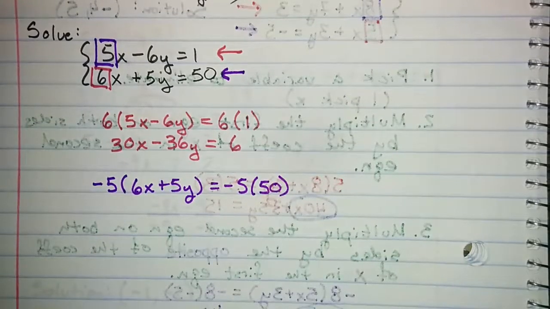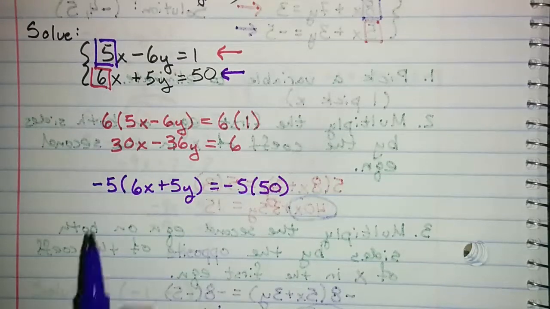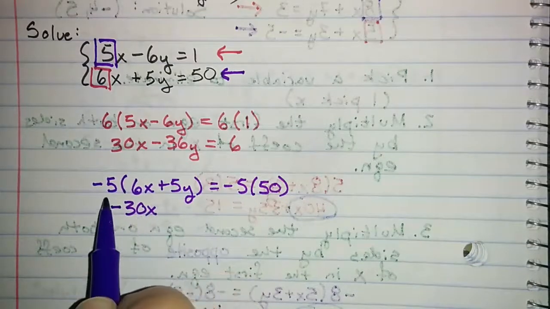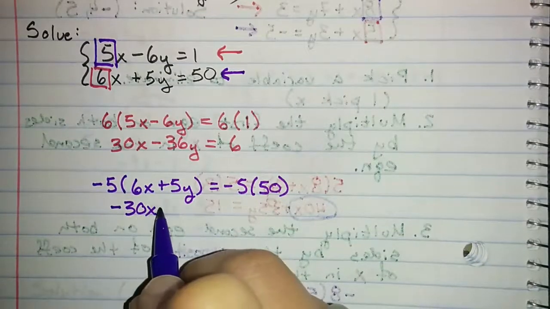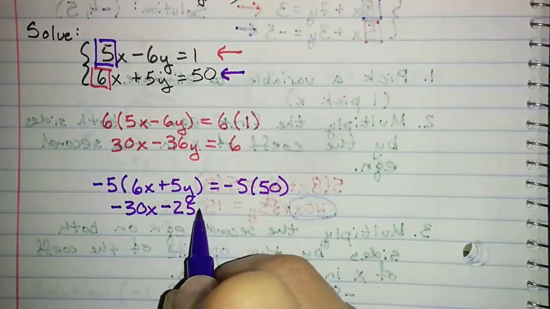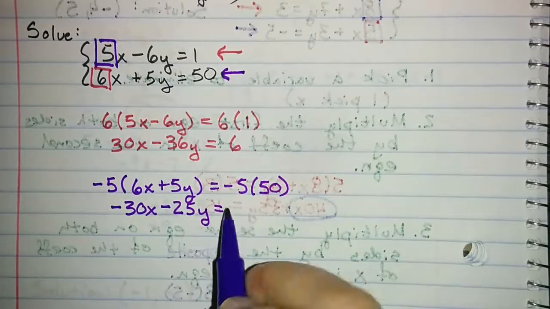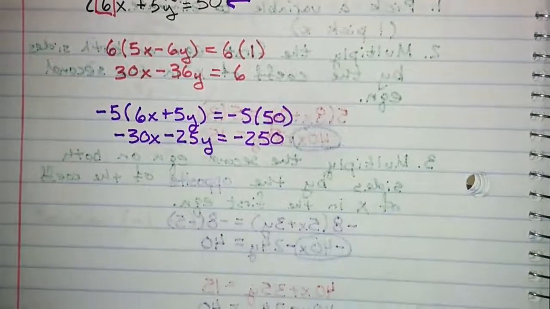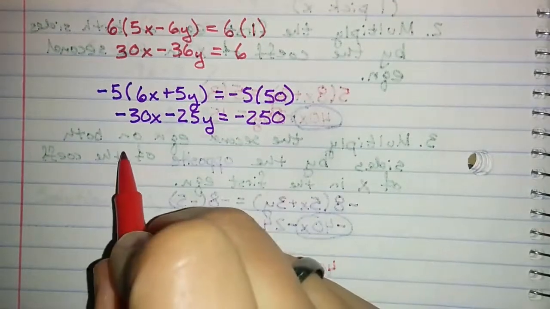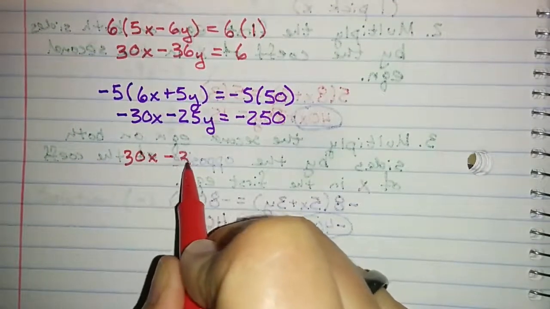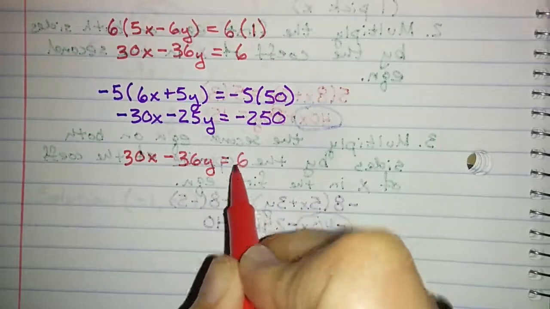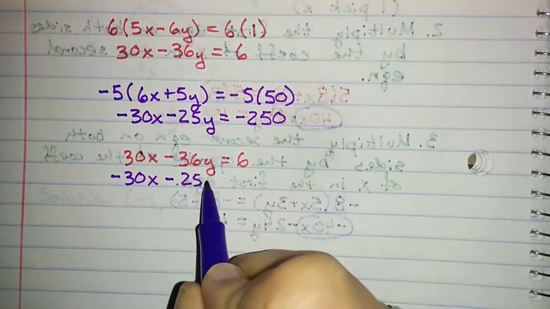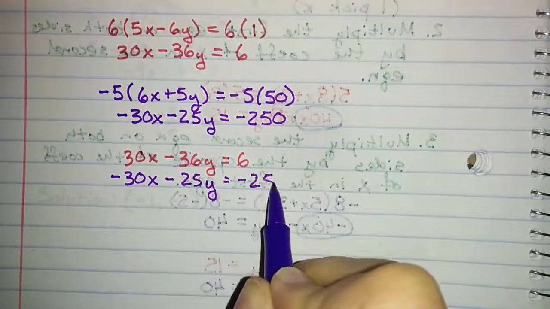I did tell you that this can result in big numbers. Negative 5 times 6x will be negative 30x. Negative 5 times 5y will be negative 25y. And this will equal negative 250. All right, now I'm going to write them next to each other because it's easier to read that way. 30x minus 36y equals 6. Negative 30x minus 25y equals negative 250.